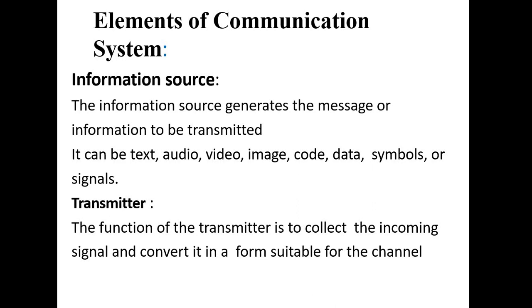Now what is information source? The information source generates the message or information to be transmitted. Information can be of any form, like it can be text, audio, video, image, or it can be symbol or signal. Transmitter is collection of different electronic blocks, the function of which is to transmit the incoming signal and convert it in the form suitable for the channel.